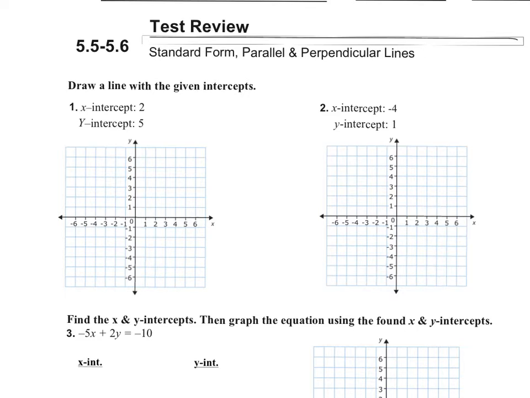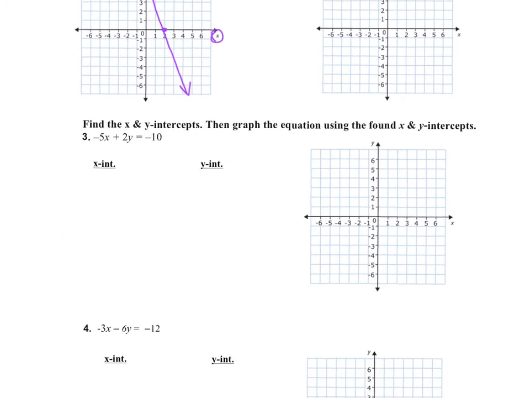So it says draw a line with the given intercept. An x-intercept, remember this is our x-axis, so where it hits the x-axis is an x-intercept. That would be here at 2. And then our y-intercept is 5. That's where it hits the y-axis. But it says draw a line. You cannot just plot those points. That doesn't tell us what our line would be. So you need to draw that line in. Okay, I will let you do number 2 yourself there.